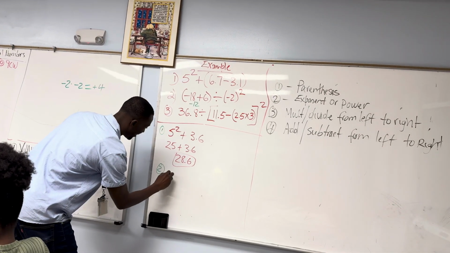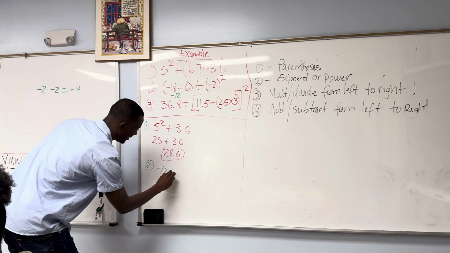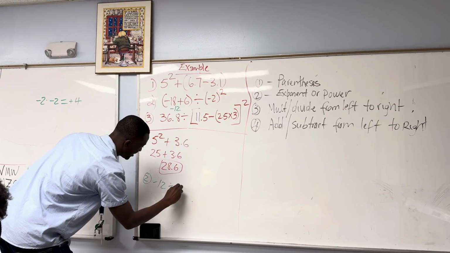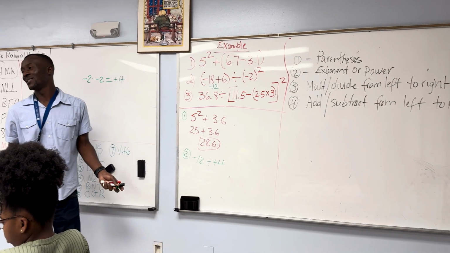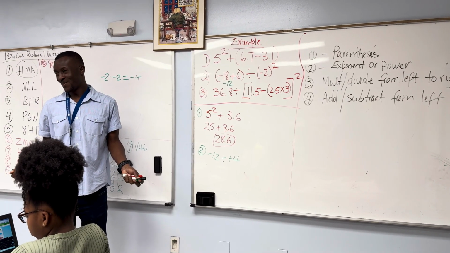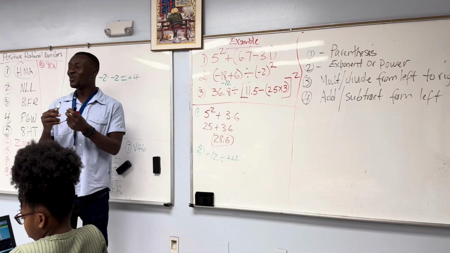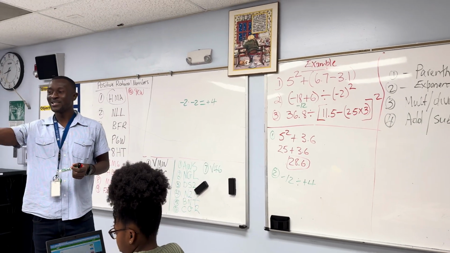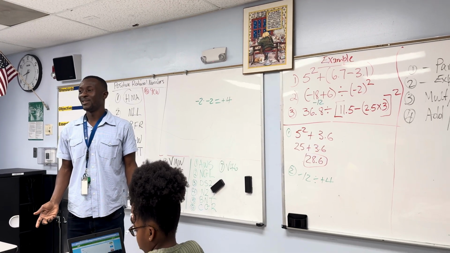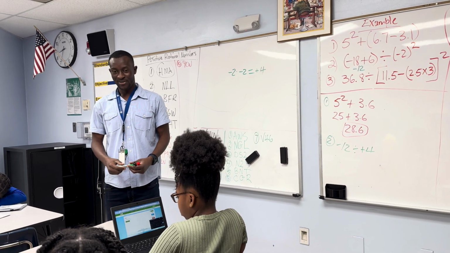So we're going to have negative 12 divided by positive 4. Now we have a negative divided by a positive. What would be the answer? When you multiply or divide integers, same sign is positive. What about different sign? Different sign will give you negative.